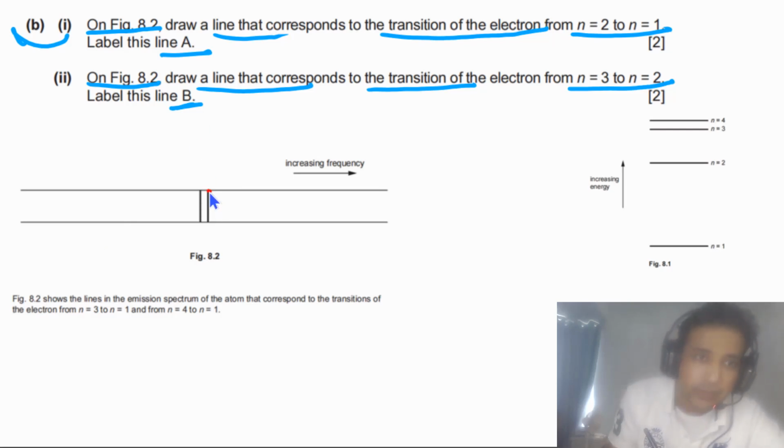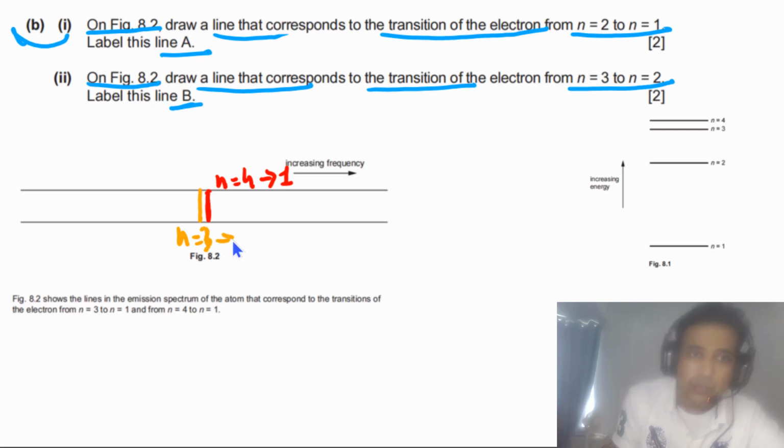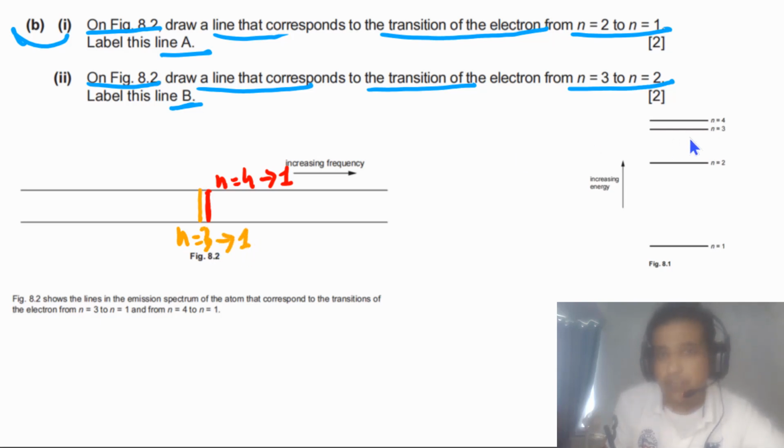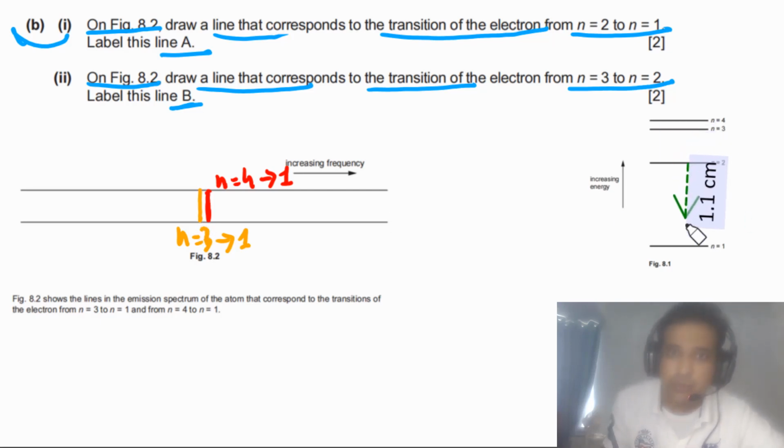We have discussed already the main concept, how to draw these lines. So let me redraw again one. This line we have discussed, this is for N4 to N1, and the next line is for N3 to N1. So we can draw this orange line. We also need to remember that the gap between these energy levels is almost the same as the gap between these lines. Now for this question, we need to draw for N2 to N1, so we can draw this green line here.